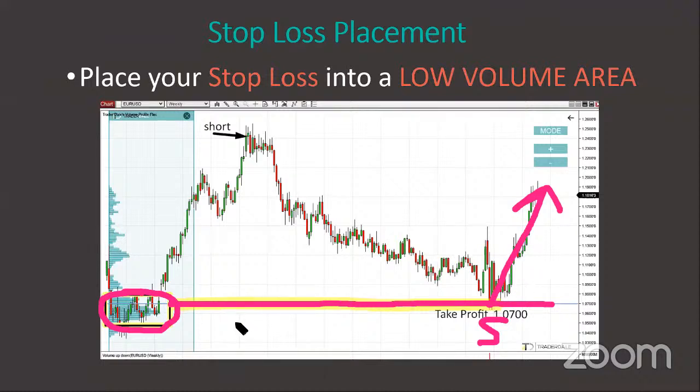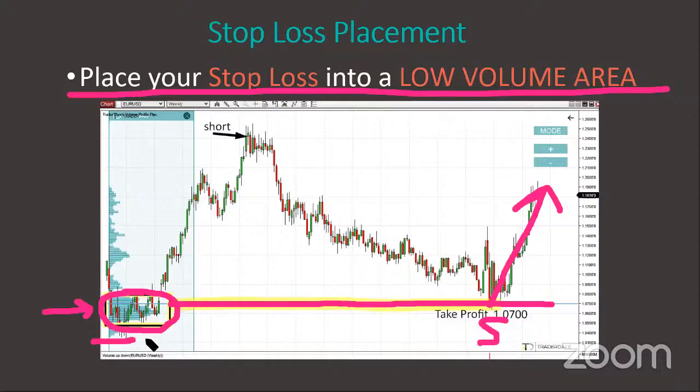And the place where you ideally place your stop loss is in a low volume area. What I should say is in a low volume area which is behind a heavy volume area, like in here. This was the heavy volume area, and the low volume area behind this heavy volume area was in here. All right, so this is the ideal place for a stop loss, behind the heavy volume area.